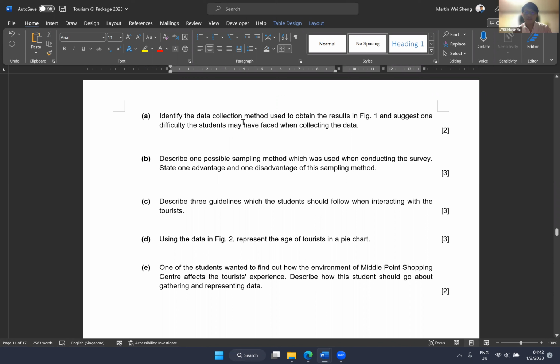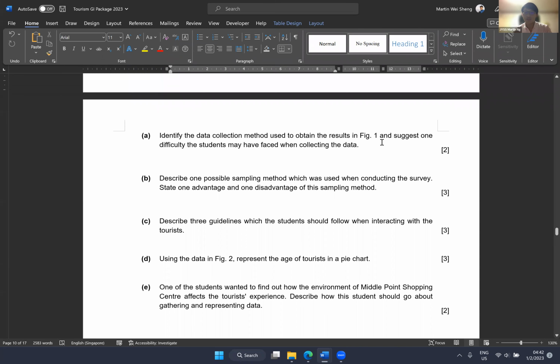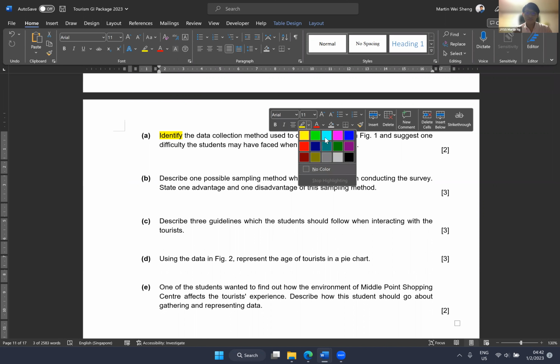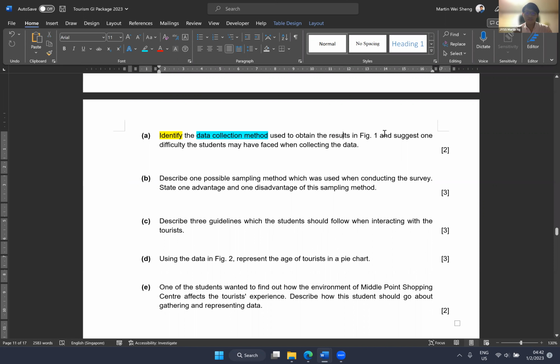First question: identify the data collection method used to obtain the results as shown in figure 1. Okay, I know in your notes this is printed as figure 2. That's a typo error. Please change it to figure 1. Okay. So first command word is to identify the data collection method. So highlight the command word, data collection method. The question focus. Okay, suggest one difficulty the student face.